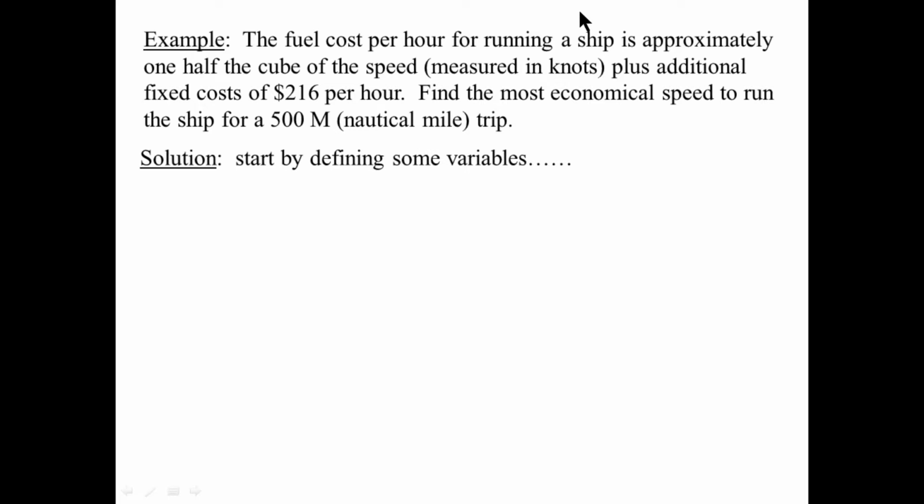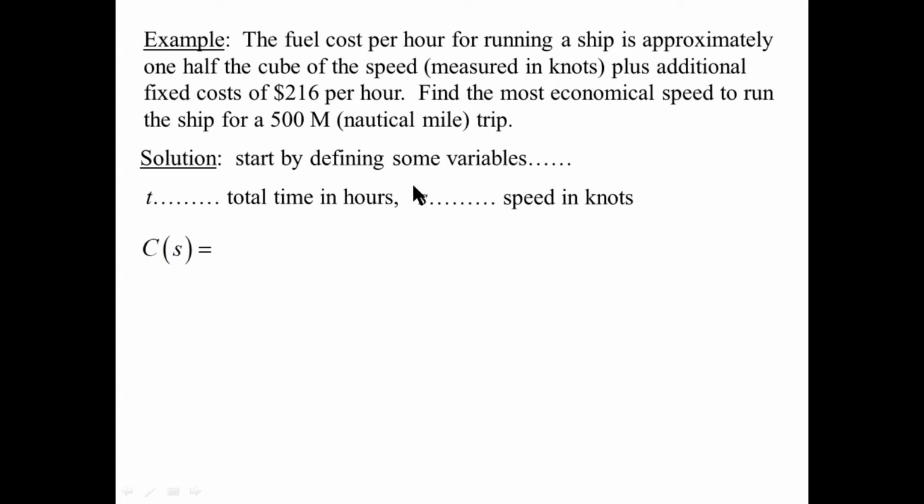Solutions start by defining some variables. Let's let t represent the total time that this trip is going to take in hours. And let's let s represent the speed that the ship will go in knots, nautical miles per hour. And now we have to build an expression, C of s, the cost for a given speed. Because the question is, find the most economical speed to run the ship, so we want to minimize cost.